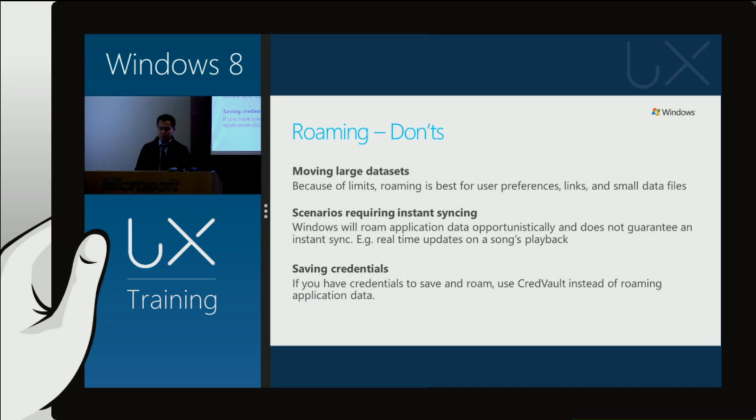What you don't want to do with roaming is move large data sets. You have a very limited amount of data that you can actually save out in the cloud for roaming settings. Because of these limits, it's best used for just preferences, links, and small data files. And you don't want to use roaming for scenarios requiring instant syncing, because syncing is very opportunistic with Windows 8 and the apps within. That syncing occurs when you're in a connected state, and sometimes you're disconnected. If you require instant syncing, it's not a good use. And when you're wanting to save people's very personal, very private credentials, it's best to use CredVault because it's going to be more secure.